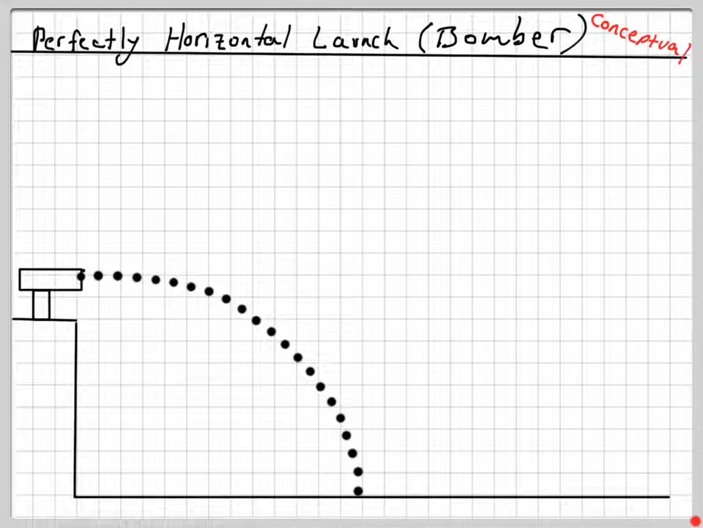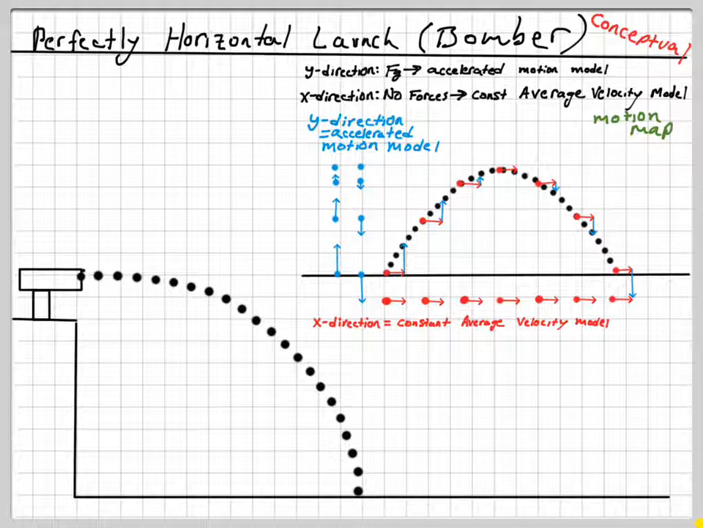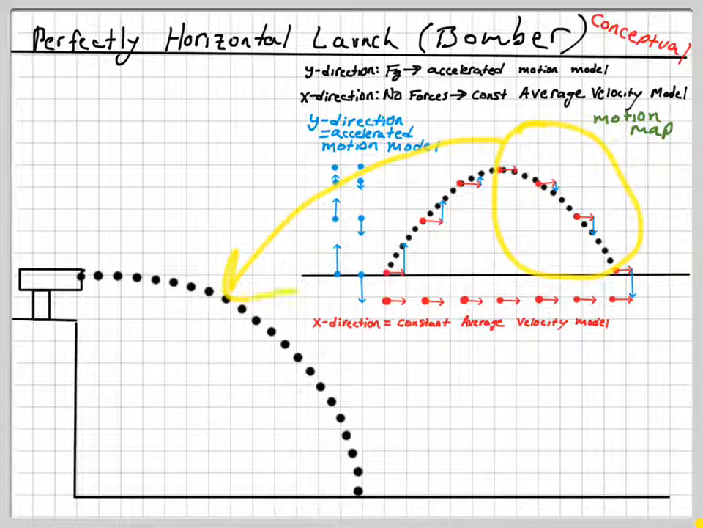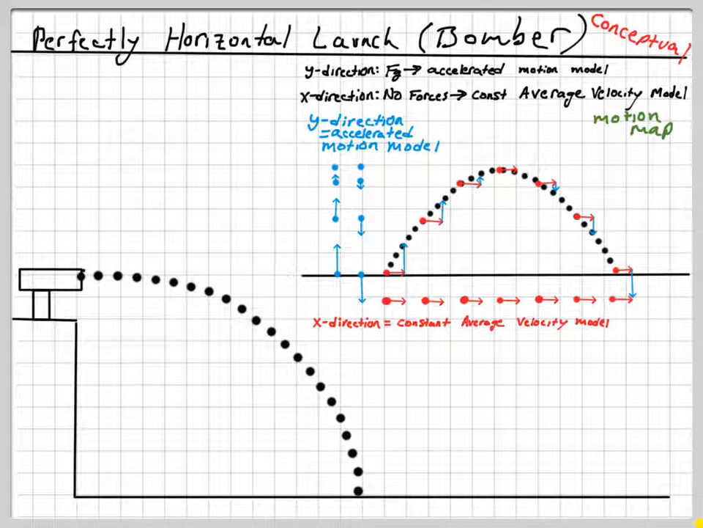So, if we look at the old motion map that we drew for an object that was launched from the ground, traveled to its apex, and came all the way back down to the ground, what we notice is the second half of this launch looks exactly like the bomber problem. And that's an important conceptual thing to understand.